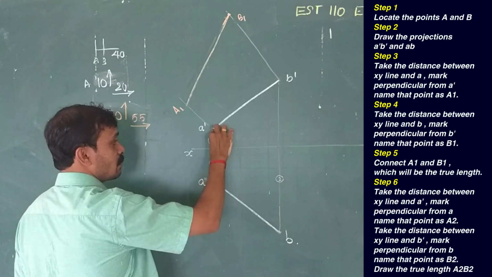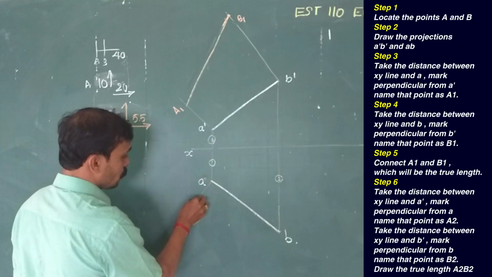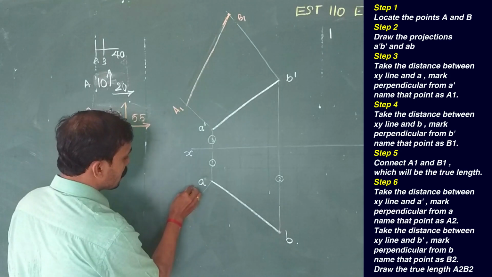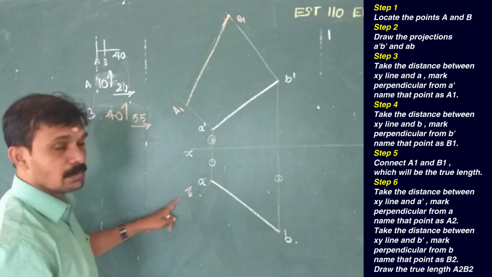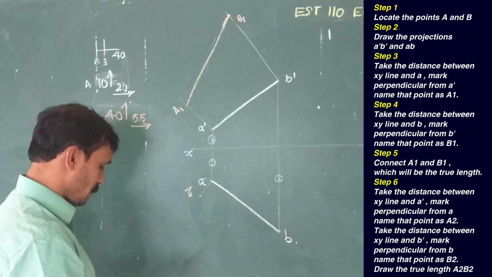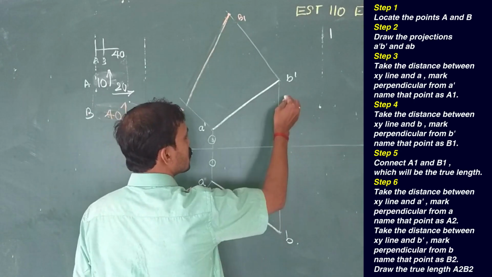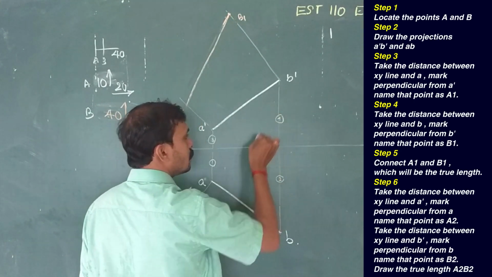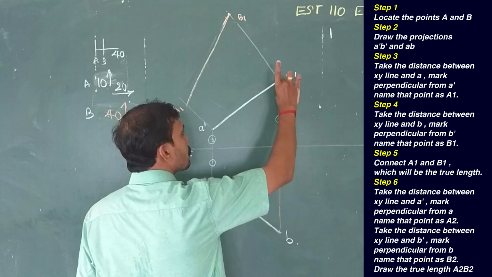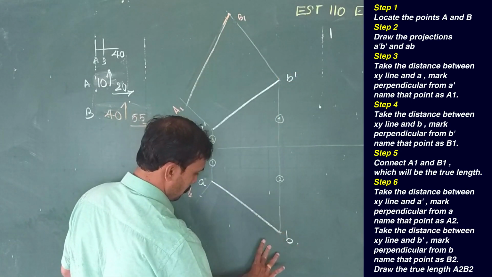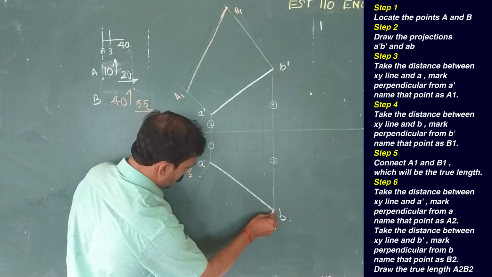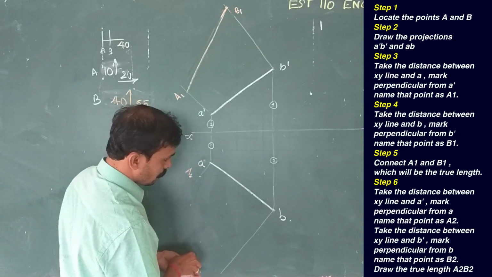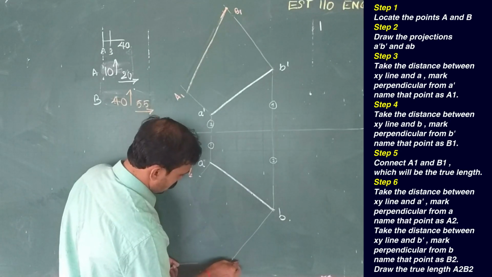So, I have taken this value and I have marked it here. So, this will be our another true length. It is marked as A2. Similarly, take the distance between xy and B dash. Draw a perpendicular through B and mark it on.